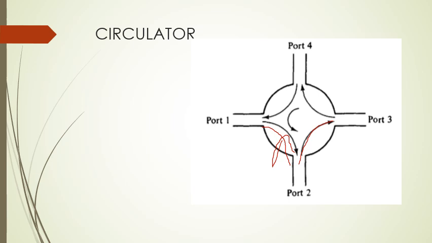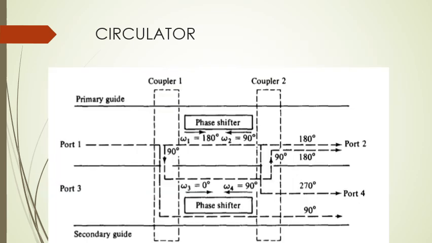Now let us see how it behaves. As discussed earlier, the function of a circulator is that if the signal enters from port 1, the signal will be present in port 2. But a signal entering from port 2 will not go back to port 1 but will be diverted to port 3. Now let us see this by an example. Suppose we have a signal entering from port 1.